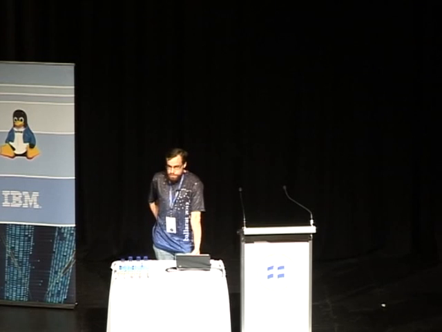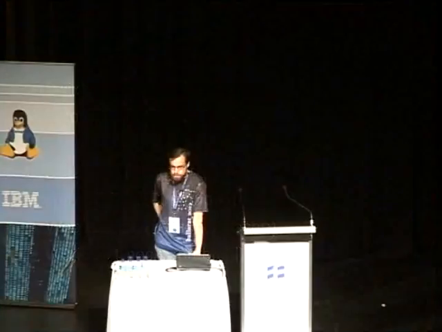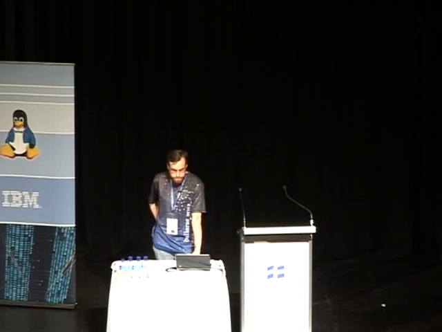Okay, so Koji is the build system used in Fedora and internally in Red Hat. It's an open source project. It was originally developed inside Red Hat and then brought into Fedora. A few other people are running it on systems. There was a talk at the Brisbane conference by Dennis Gilmore about how it works.